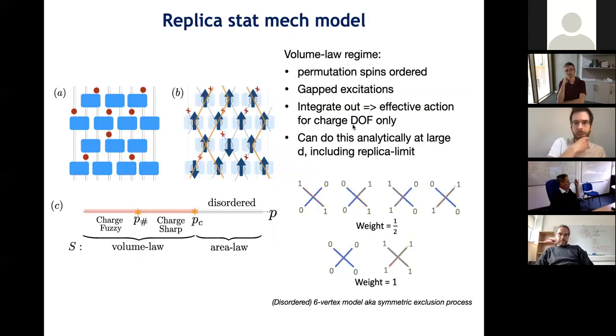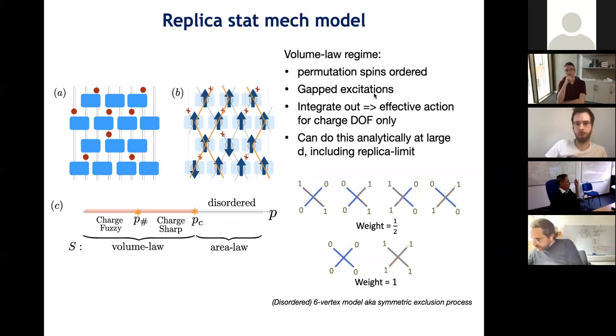So again, the way we understand this is through some stat-mech model. Let me briefly sketch, and again, I'll try not to be technical and just give you the outline. We're working in this volume law regime. In this volume law regime, the other stat-mech model I told you about that had permutation degrees of freedom is in a ferromagnet. So those spins, if you want, are ordered. And if you try to write some effective Hamiltonian, it's gapped. Essentially what you can do is integrate out, and this will play no role. However, the charge degree of freedom will still remain.